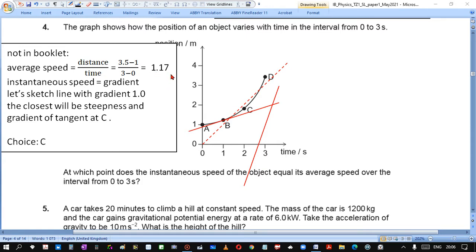Instantaneous speed equals the gradient of the tangent, and I have drawn here a line with tangent 1, and we see that it is close to 1/17. B has too small gradients, D has too big gradients. So C is in between, and it has a very close gradient. The tangent at point C will be equal to the average speed.